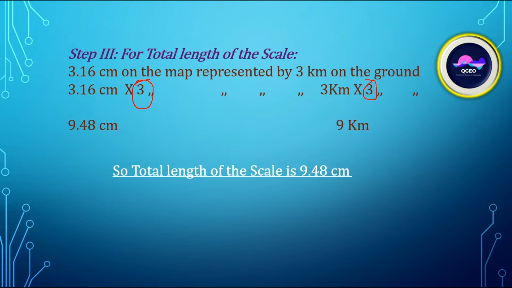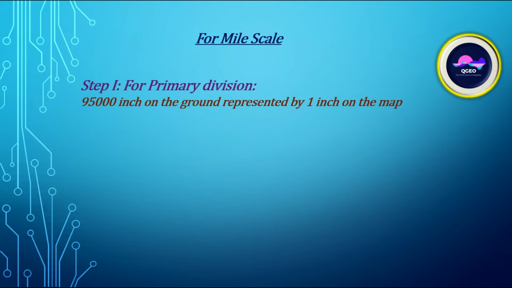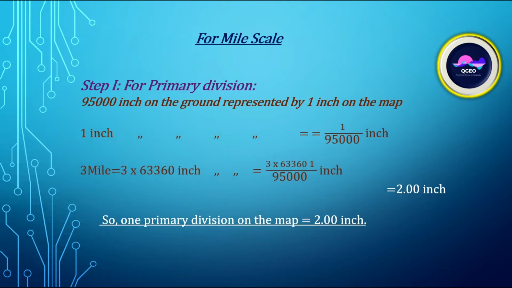Now for the mile scale, for primary division 95000 inch on the ground is represented by 1 inch on the map. In this way we can calculate 3 mile is equal to 3 into 63360 inch, which is equal to 2 inch. So one primary division is equal to 2 inch on the map. Okay, one primary division is equal to 2 inch on the map.